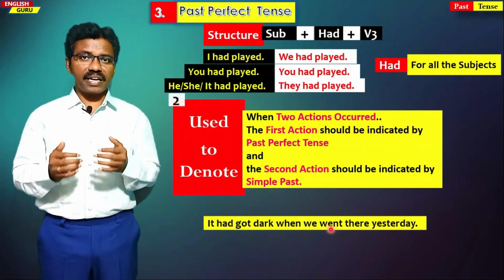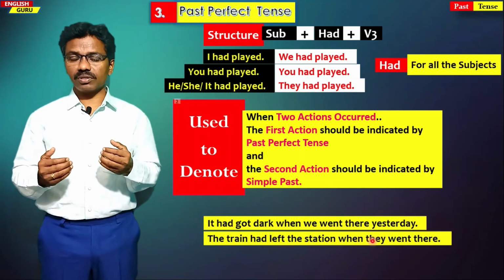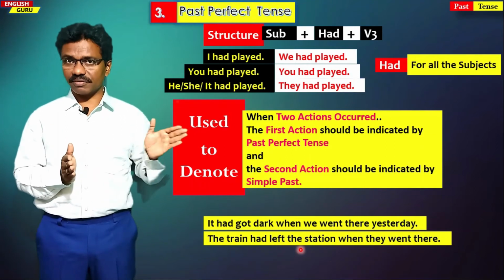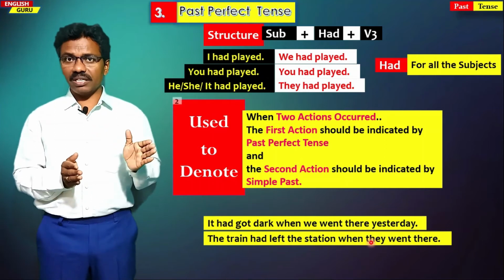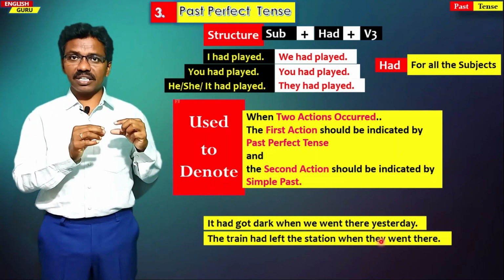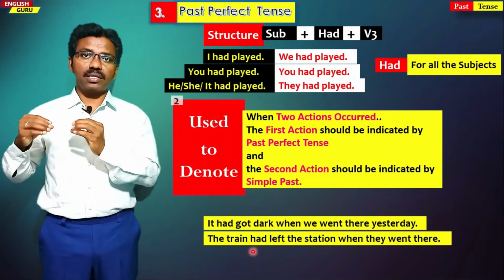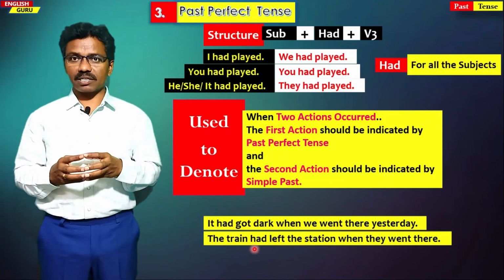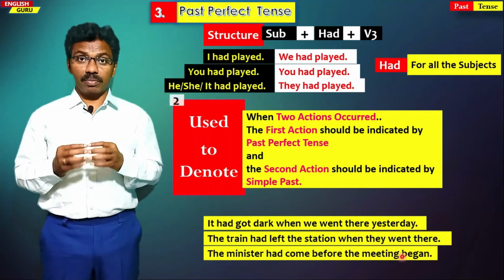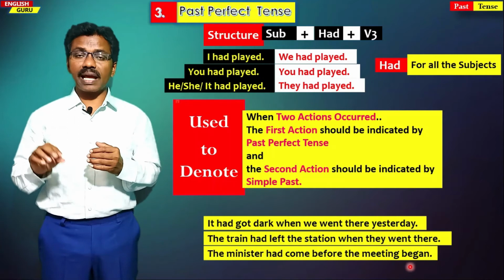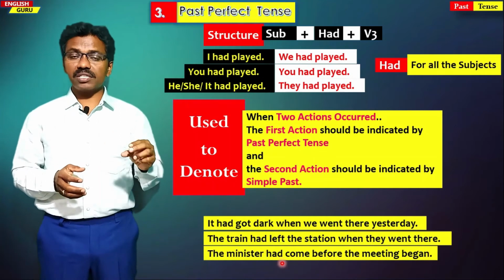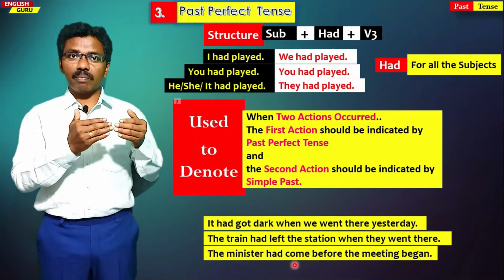In a similar manner, the train had left when we reached the station. So here, had left. Before they came to the station, the train had already left. So the train leaving happened first. After that only they came. That's the reason the train had left is written in past perfect tense. They came is written in simple past tense. In a similar manner, the minister had come before the meeting began. So began is a simple past tense. Before that only the minister came. That's the reason minister had come is written in past perfect tense.